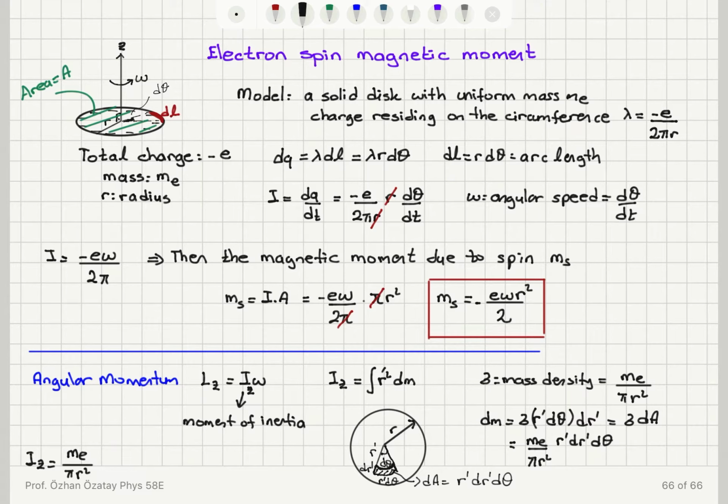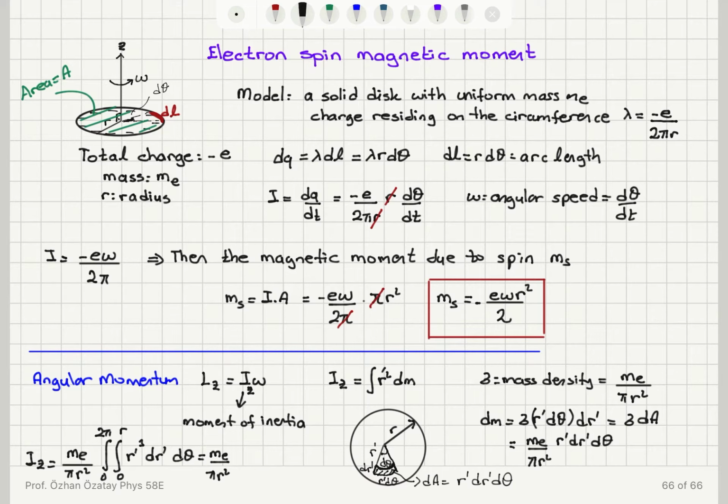and then I will have to integrate over r prime and theta, so I will have r prime cubed, because r prime squared is here, so it's going to be r prime cubed dr prime, and then the theta. r prime will go from 0 to r, theta will go from 0 to 2 pi, so that I will be spanning the whole area, and this will give me the mass of the electron divided by pi r squared.